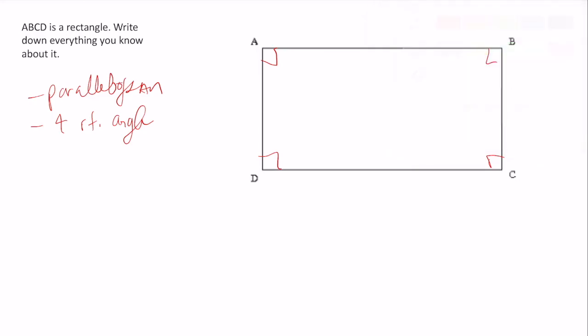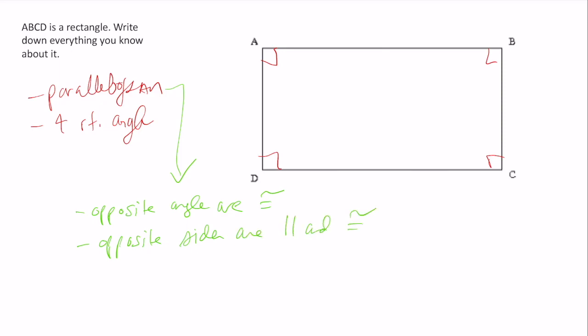But remember, if it's a parallelogram, there's some other stuff that we know about it too, right? We know that opposite angles are congruent. So that means A and C and B and D. And in this case, because it's a rectangle, they're all 90, they're all congruent, okay? But we also know that opposite sides are both parallel and congruent, right? So AD is not only the same length as BC, but these 2 lines are parallel, and AB is not only the same length as DC, but these 2 sides are also parallel.